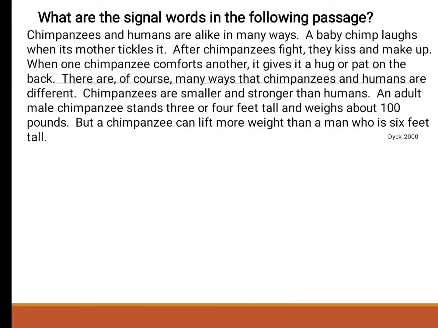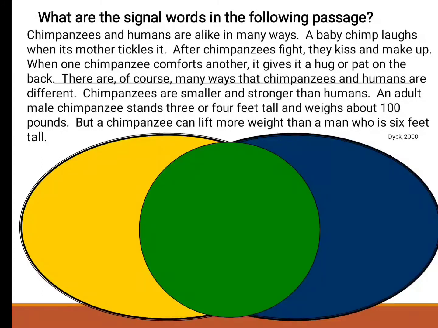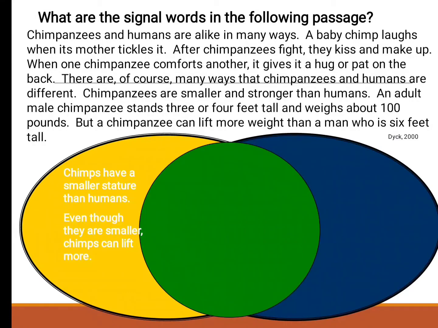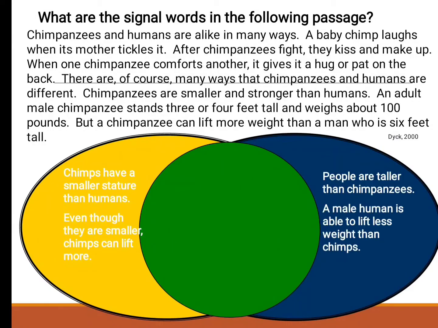So there are many words that are signal words. Some of them are comparing words and some of them are contrast words. Now look at the yellow box. Chimps have a smaller stature than humans. We have talked about how we can use "than" for comparison. Even though they are smaller, chimps can lift more. Now "even though" is also a signal word.